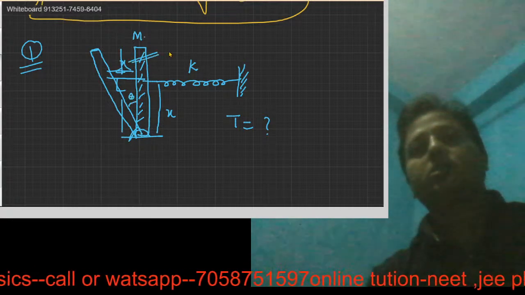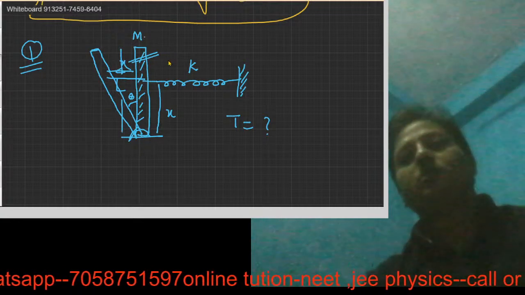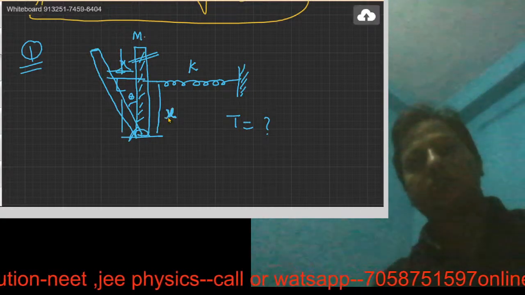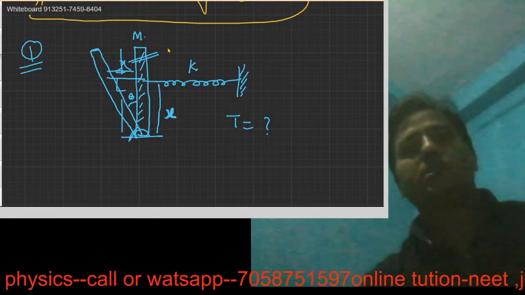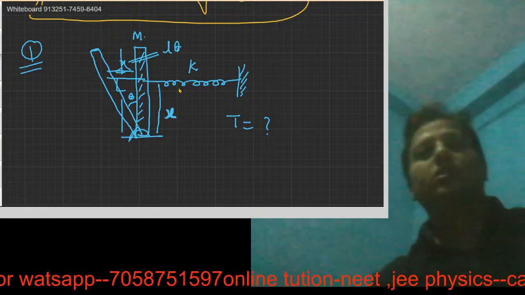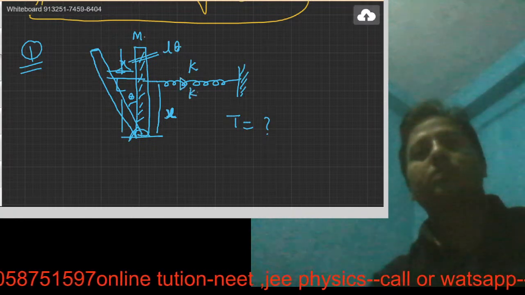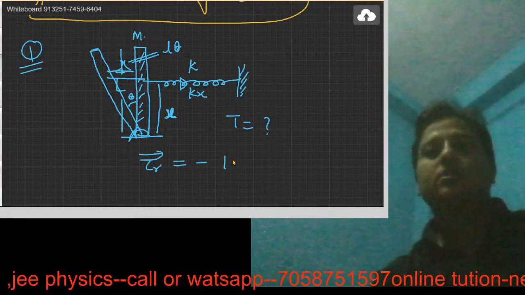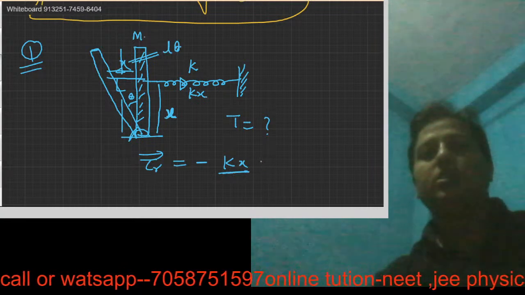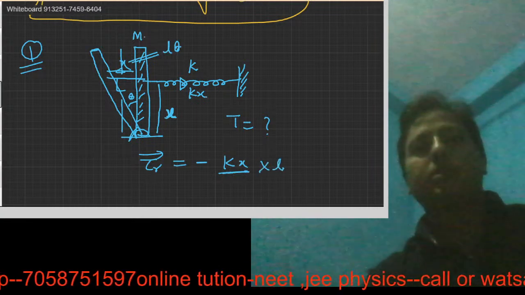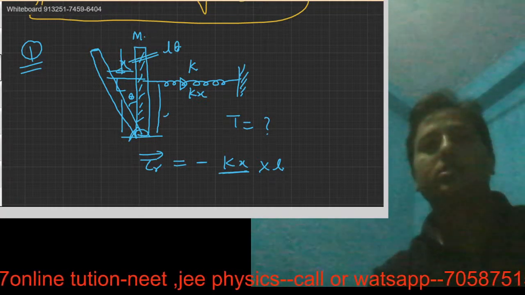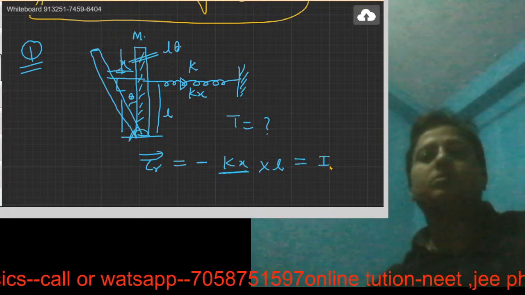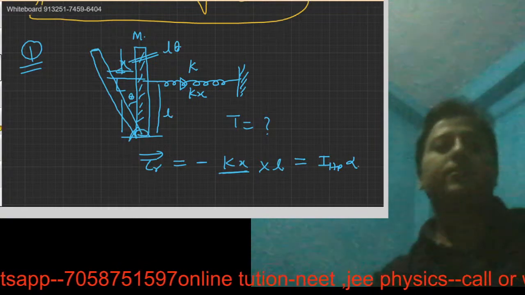So this x is what? Suppose this length is small l. So this x is small l into theta. And the force by the spring is k into x. So what is the restoring torque? Restoring torque is minus kx, the force, and the perpendicular distance is l. Here is the perpendicular distance. And torque equals I about the hinge point into alpha.